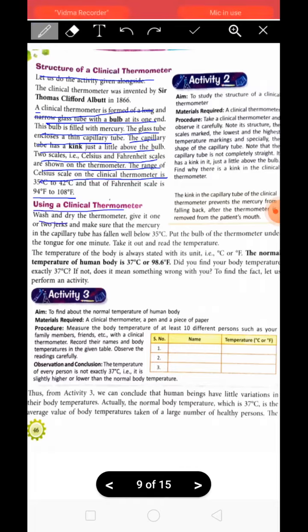Wash and dry the thermometer, give it one or two soft jerks. Make sure the mercury in the capillary tube has fallen well below 35 degrees centigrade and put the bulb of the thermometer under the tongue for 1 minute, take it out and read the temperature. This is about how to use it.